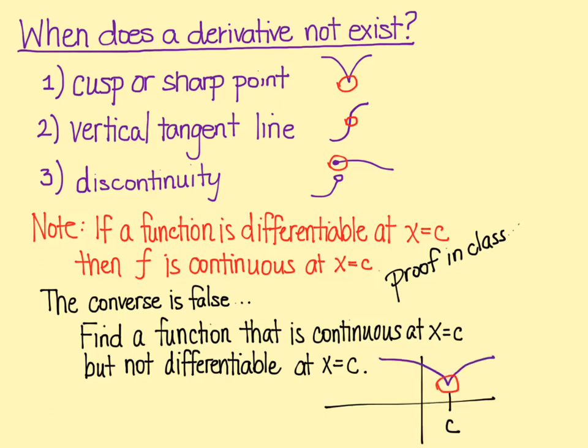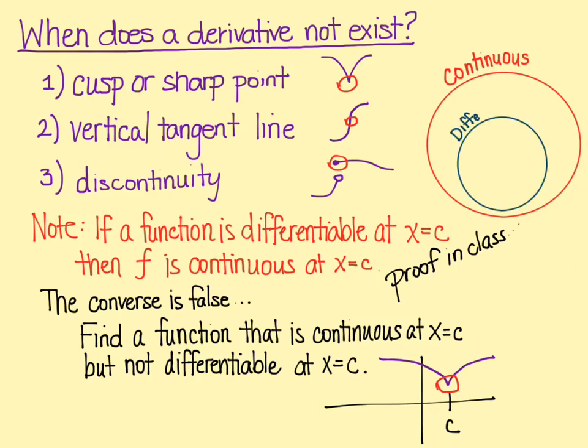Notice that this function with a cusp is continuous. I can draw it without picking up my pencil, but we said that if a function has a cusp or a sharp point, it's not differentiable. And looking at the Venn diagram, we have the world of all continuous functions, and inside it, we have the world of all differentiable functions. So everything that's differentiable must be continuous, but not everything that's continuous must be differentiable.